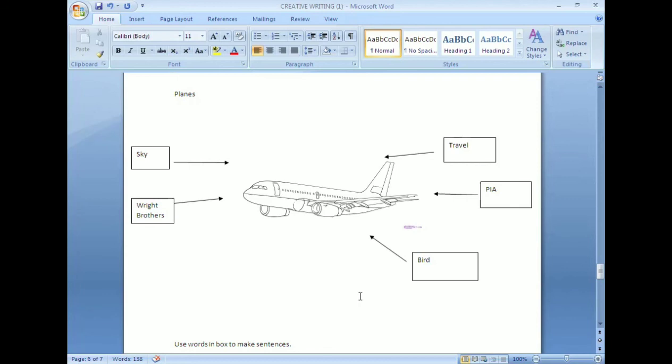You can talk about Wright brothers. Wright brothers were the ones who basically invented airplanes. The shape of an airplane is basically inspired from the shape of a bird. And finally, PIA is the biggest airline in Pakistan. It is also the official airline of Pakistan. So that is how you're going to be covering your exercise.